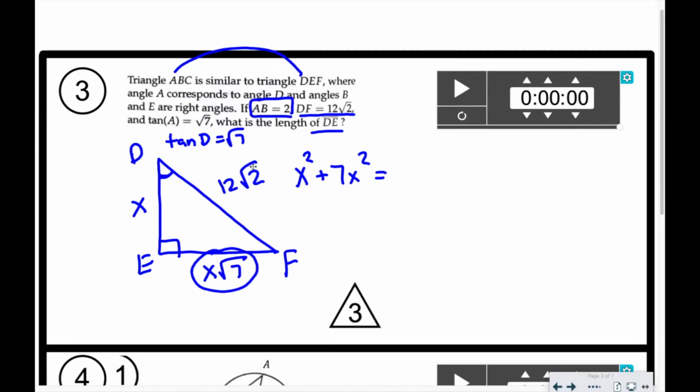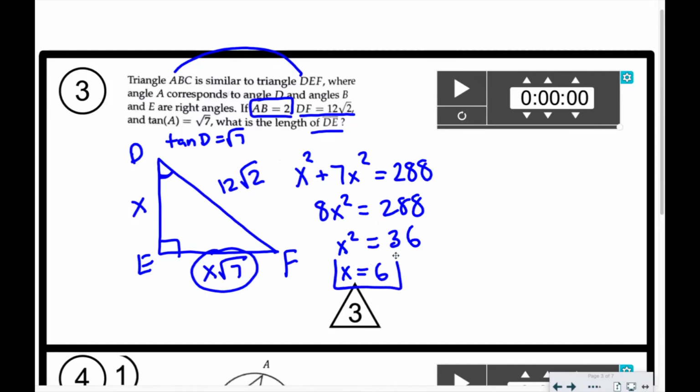And then 12 root 2 squared. That's 12 squared, which is 144. Root 2 squared is 2. So that's 288. Now it's just pretty straightforward. 8x squared is 288. Divide each side by 8 and you get 36. So x is 6. And x is DE.